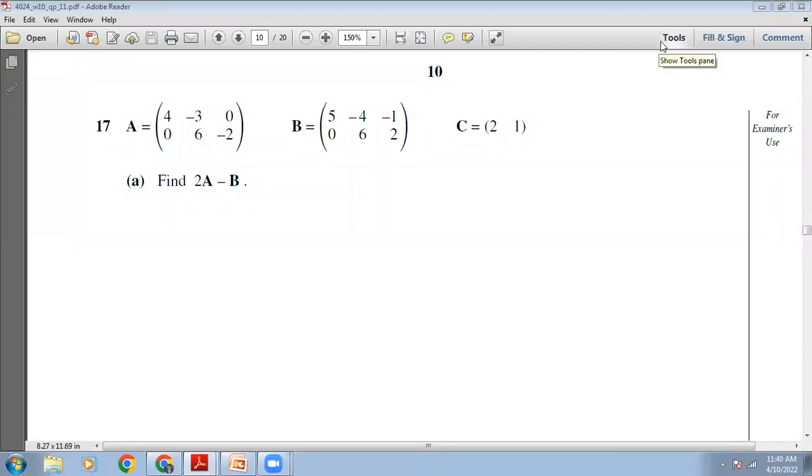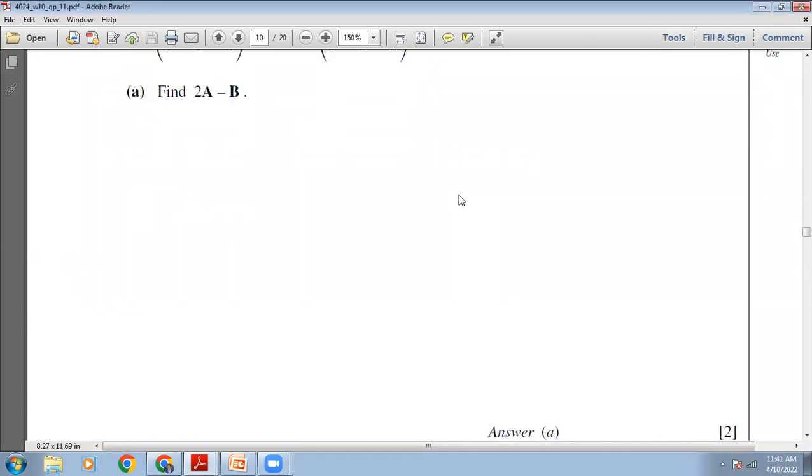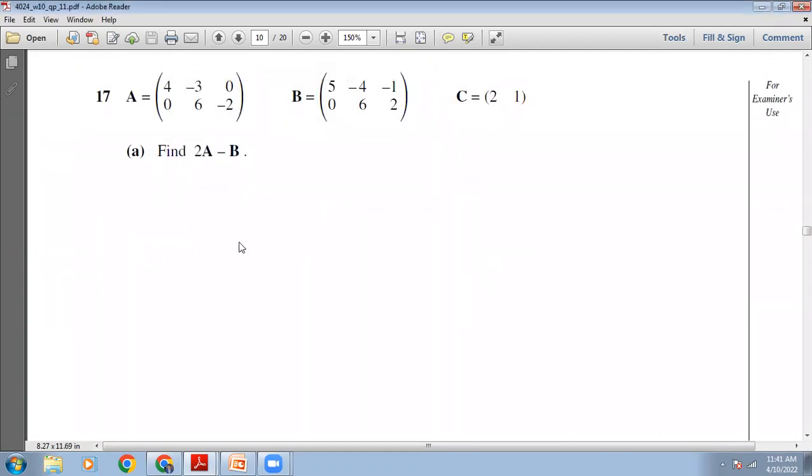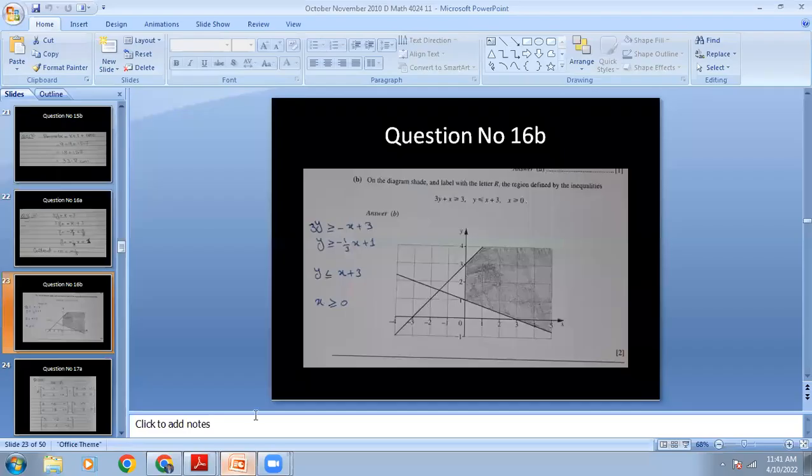So question number 17, a matrix A is given, a B matrix is given, a C matrix is given. A part is 2A minus B. We have to find out. A very simple and straightforward 2 marks question. So let me show you the solution.